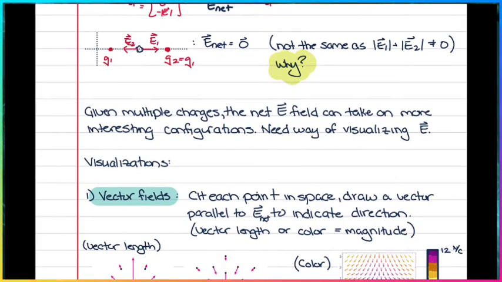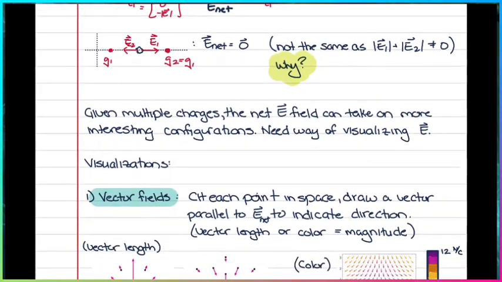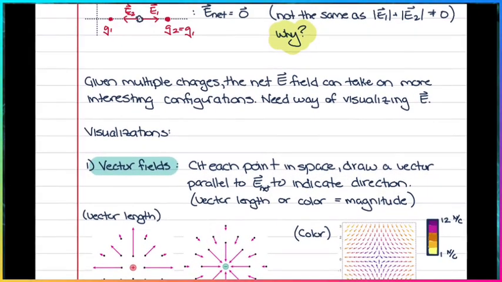All right, so what we want to do today is go to even more interesting configurations. Given multiple charges, the net electric field can take on more interesting configurations. If I have 3 charges or 4 charges or a continuum of charge, in a sense infinite charges, then I need ways to visualize the electric field. I need ways that allow me to draw the electric field for essentially any charge configuration I want.